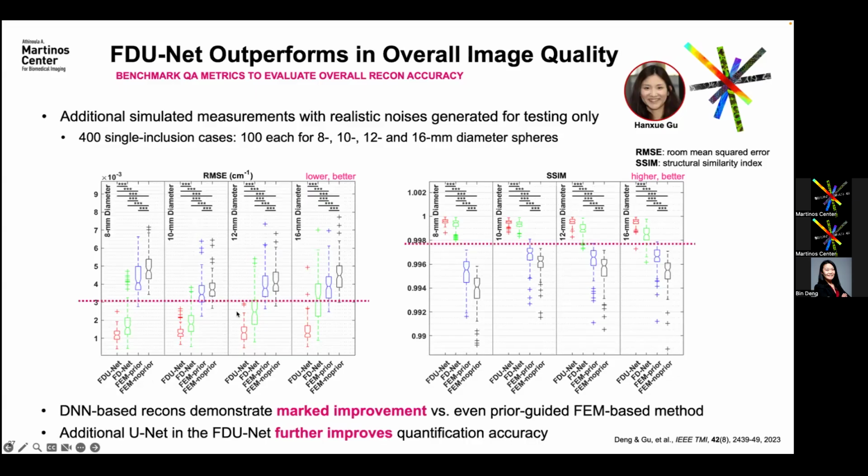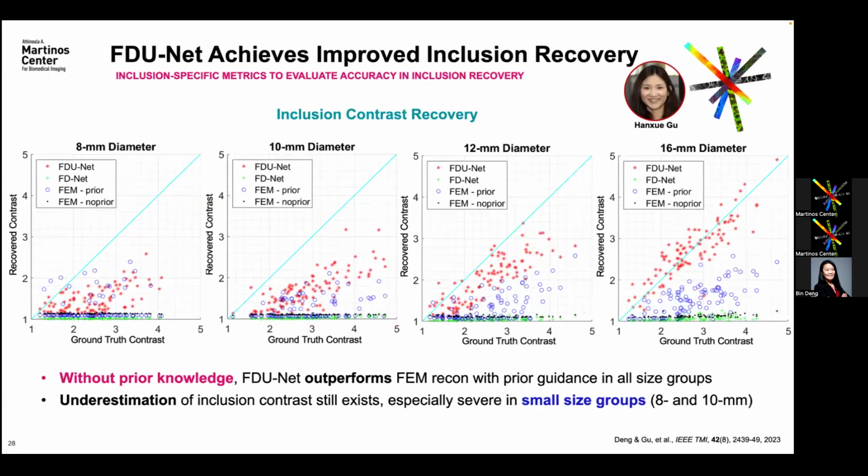As you can see here, the deep learning based methods together have a marked improvement compared to the conventional finite element-based method. And if you compare the two deep learning-based methods, the FDUNet has further improvement in quantification accuracy in the overall image.